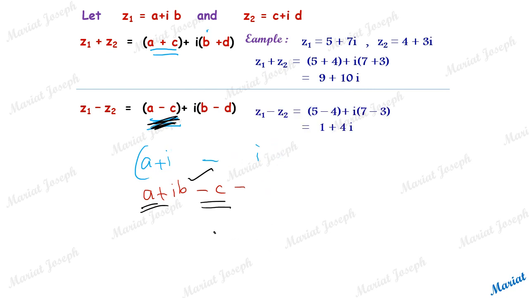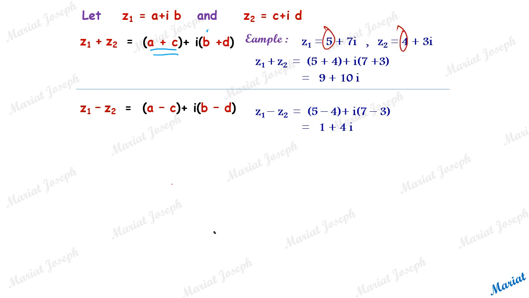Let's do the same numerical. Z1 and Z2 have already been taken. So Z1 minus Z2 we are doing. Z1 minus Z2 is 5 minus 4, the real part minus real part. 5 minus 4, that is 1. That is the real part of the subtraction. Then 7i minus 3i will be 4i. So we got Z1 minus Z2 also.